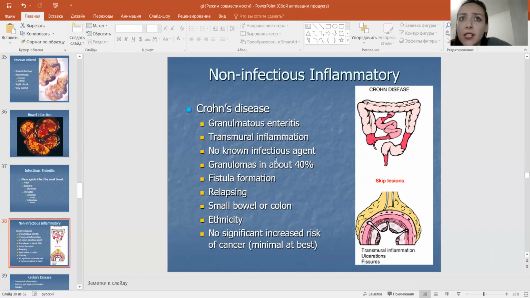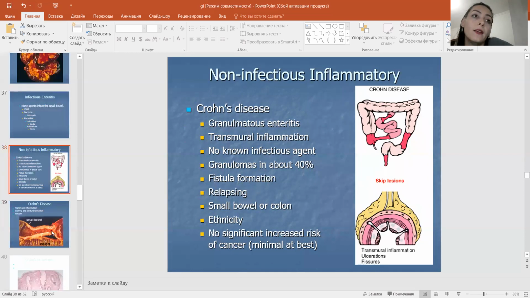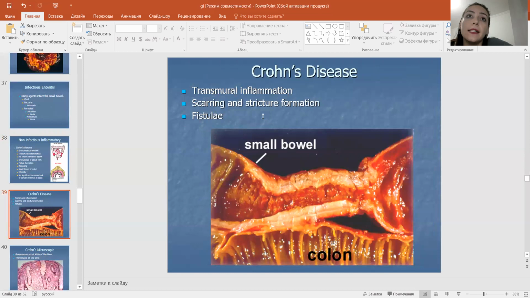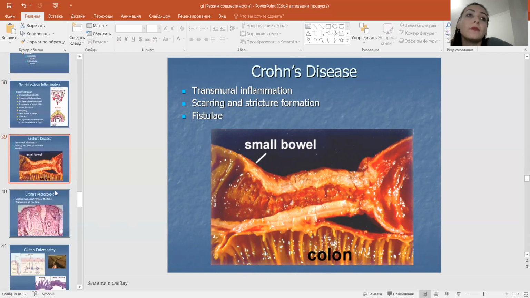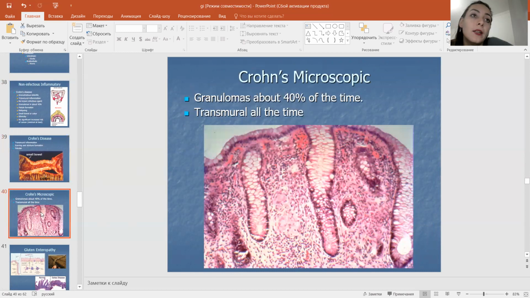No known infectious agent, granulomas in about 30%, fistula formation, relapsing small bowel or colon disease, and ethnicity, with no significant increased risk of cancer, minimal at best. Crohn's disease: transmural inflammation, scarring and stricture formation, small bowel, characterized by fistula. Crohn's microscopy, you can see granulomas about 30% of the time and transmural inflammation all the time.